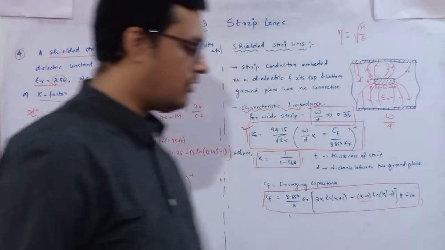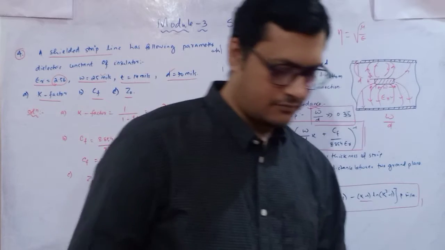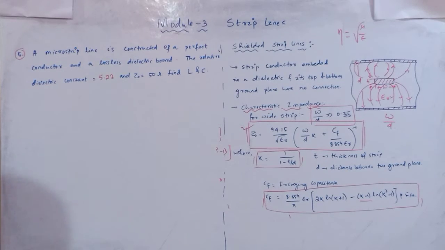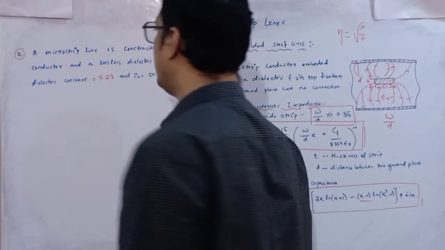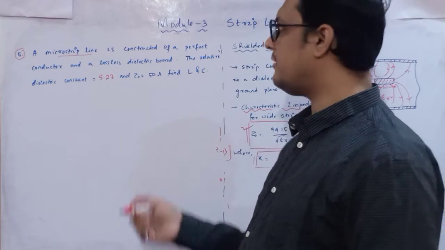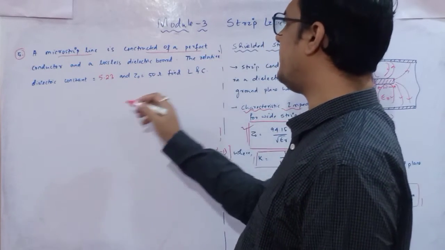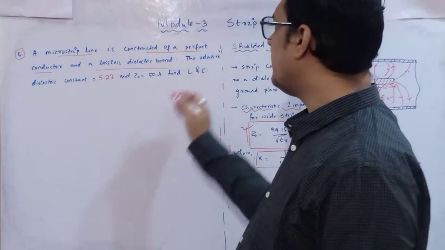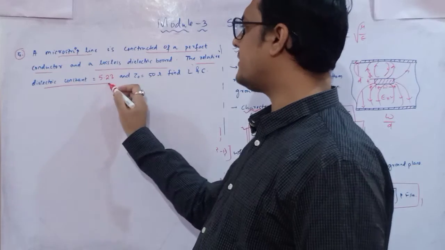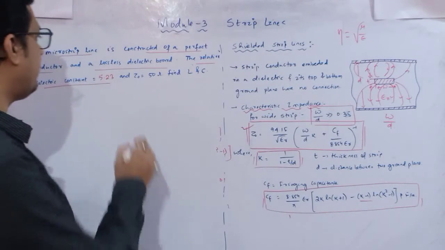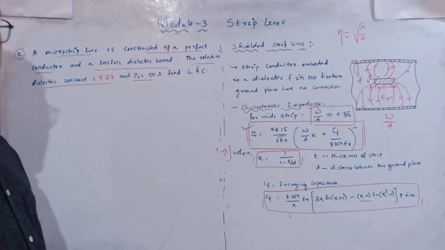Okay. One more question we will take. So here is one more question, about the microstrip line, which is constructed of a perfect conductor and a lossless dielectric board. The relative dielectric constant is 5.23, with characteristic impedance 50 ohm, and you have to calculate the L and C values.